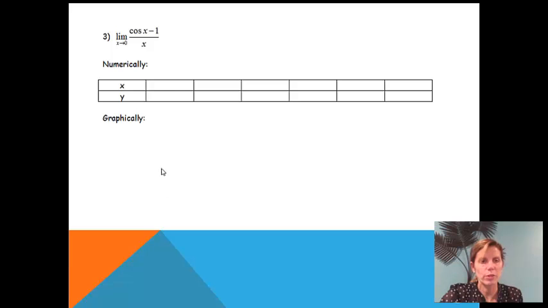All right, let's do one more example. This time I have the limit as x approaches 0 of cosine x minus 1 divided by x. You'll notice on this one I did not give you x values, so I'm going to go ahead and put our limit, which is 0, in the middle of those. So I need to just get further away from 0 from both sides.